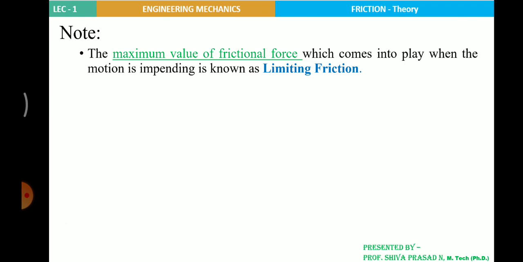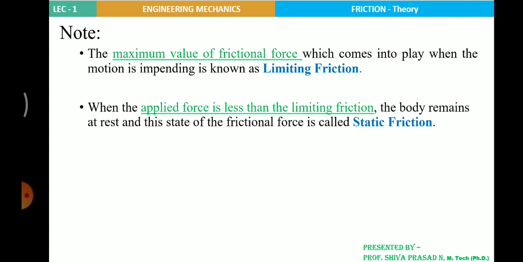The maximum value of frictional force which comes into play when the motion is impending is known as limiting friction. Yes, please note that the frictional force when the motion is impending, meaning the block is about to move, that stage is defined as the motion is impending. So the maximum value of frictional force which comes into play when the motion is impending is known as limiting friction.